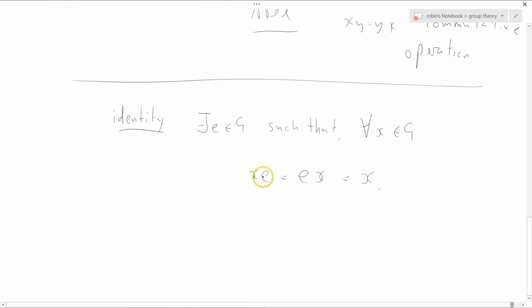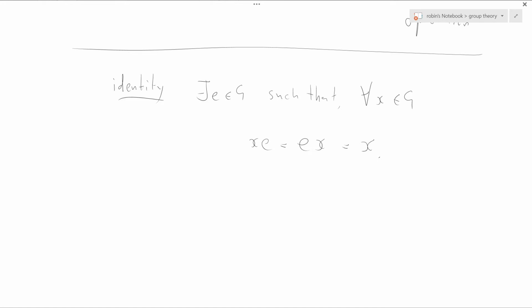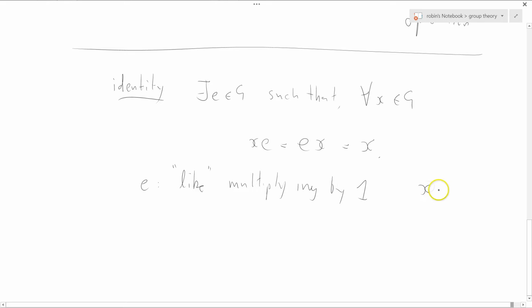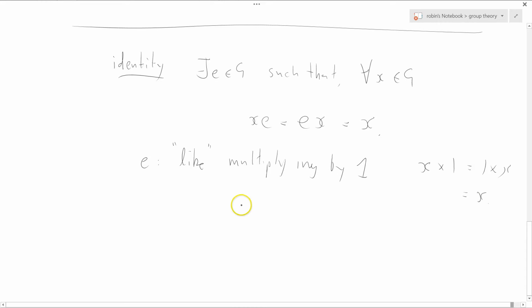You'll see that I'm implicitly acknowledging that this operation might not be commutative, simply because I've got to write both of them down. We'll see later that this is a tiny bit redundant, but we'll start with this. So e is like, in scare quotes, multiplying by 1, because of course x times 1 equals 1 times x, which equals x. So there's a nice example, or indeed adding 0, because of course x plus 0 equals 0 plus x equals x.